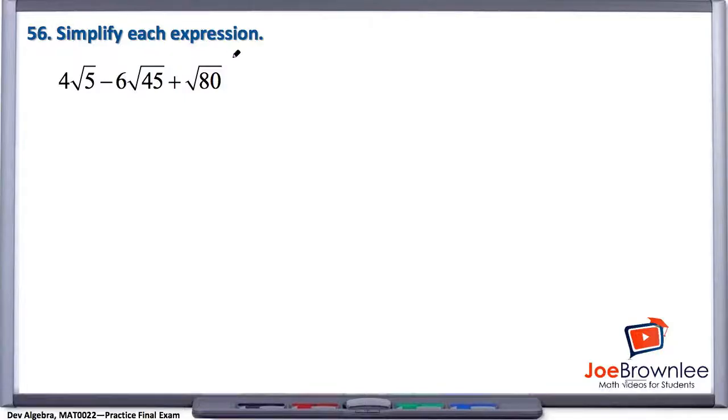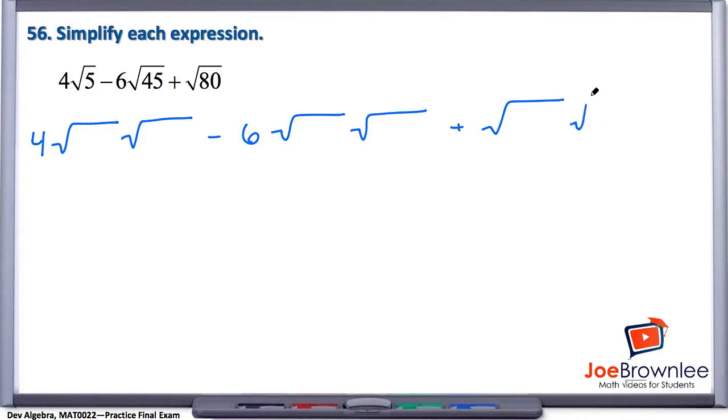Number 56, let's simplify the expression. We have 4 times the square root of 5 minus 6 times the square root of 45 plus the square root of 80. So because we're adding and subtracting here, let's go ahead and break each of these radicals up into good stuff, bad stuff right off the bat, and then we'll see what happens here. So plus, good stuff, bad stuff.